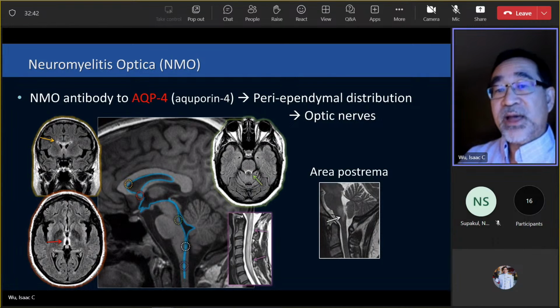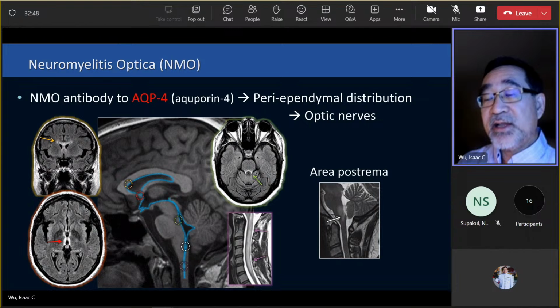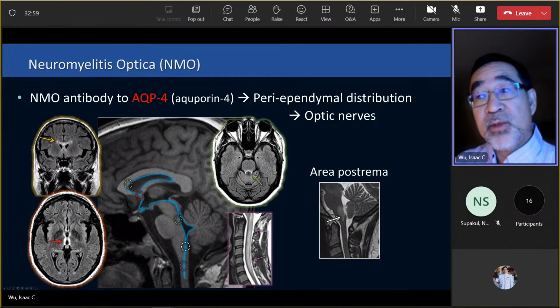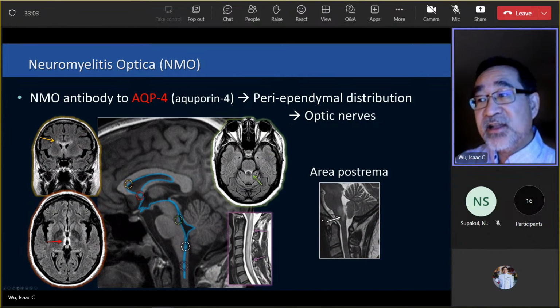So that's why in the past, when I was a trainee, the classic teaching was, if you see a patient coming with optic neuritis and you see some cord lesion, especially long segment transverse myelitis and normal brain, that's NMO. But it turns out the brain was probably never normal. It's just that it's much more subtle than other white matter disease, and at that time we just didn't really look for it as much.